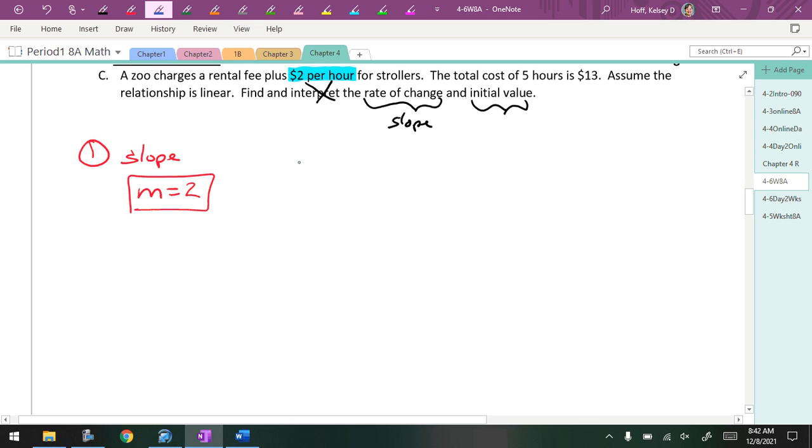Part 2. We've got to find that initial value. 13 and 5. Now, which one's going to be my x? What was Miss Hoff's hint? X is always your time. 5 is in hours, which is a calculation of time. So 5 comma 13, and your slope is 2.